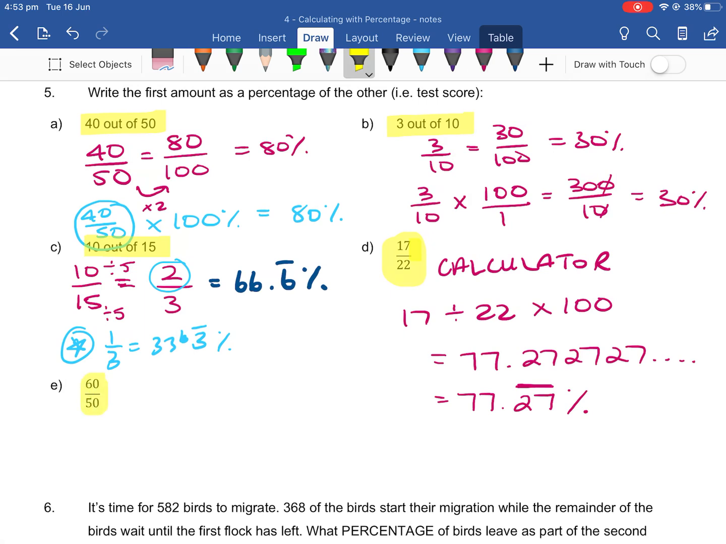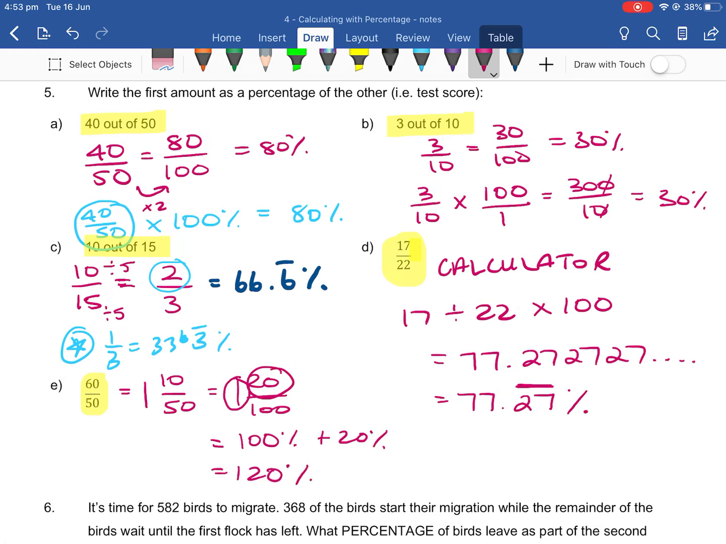In our last example, we've got a fraction 60 over 50. Clearly I can see it's an improper fraction. So this is the same as 1 whole and 10 out of 50. This is 1 whole and 20 out of 100. So this is 1 whole lot of 100 plus 20%. So 100% plus 20% is 120.